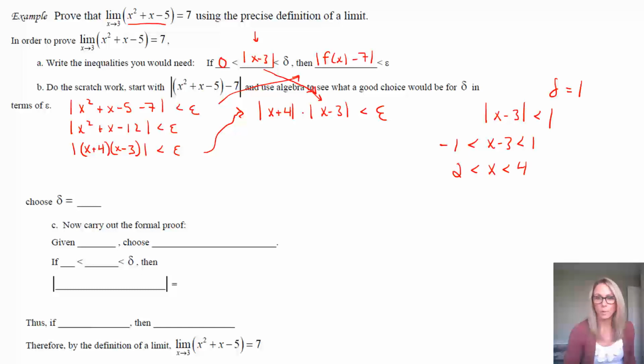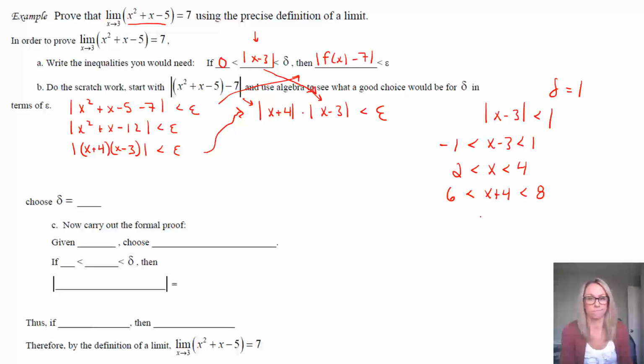So now that we have this, what we can do is bound the other piece that we have, this absolute value of x plus 4. So the way that we do that is now we want to know, well, if x is greater than 2 and less than 4, what would x plus 4 be? So now we can add 4 to each of those pieces. And that tells us that x plus 4 has to be between 6 and 8.